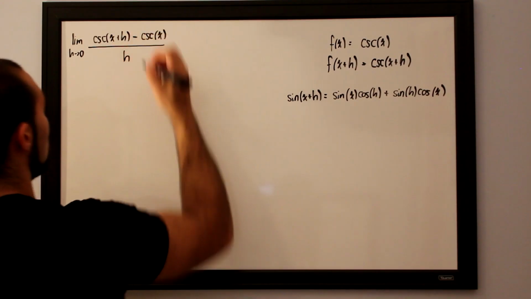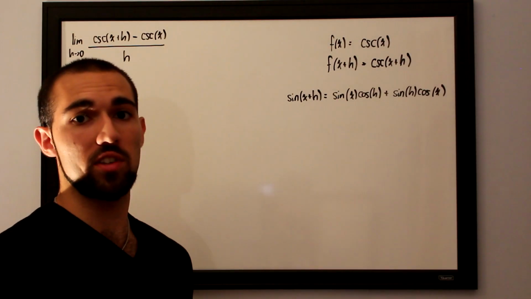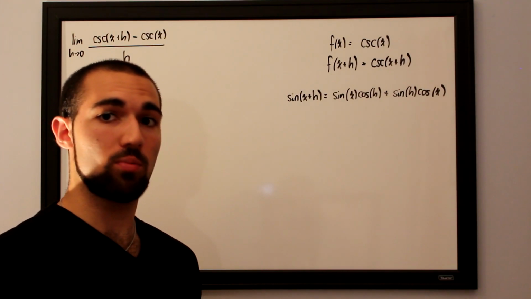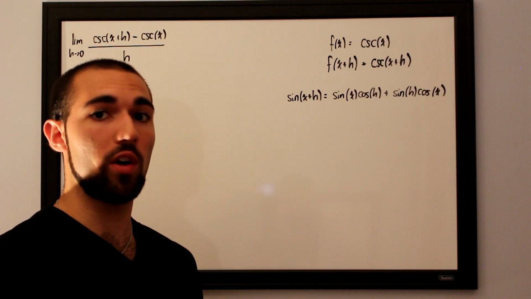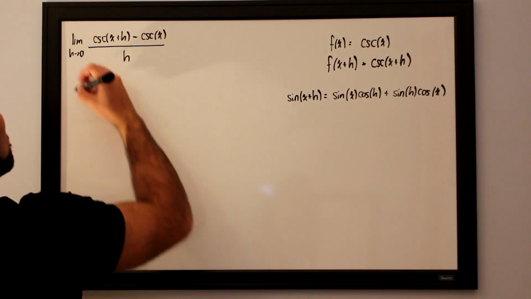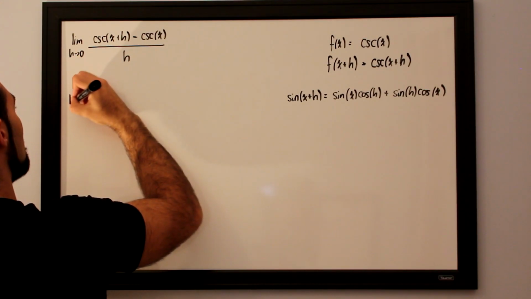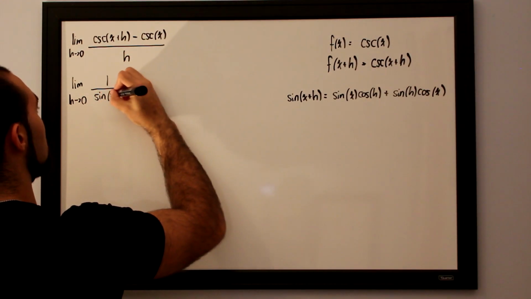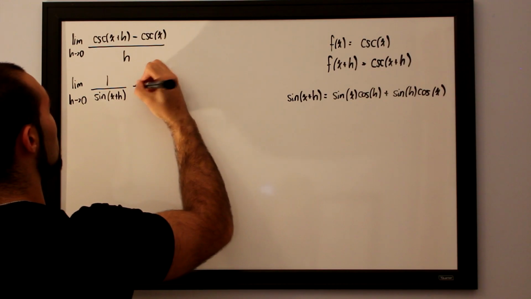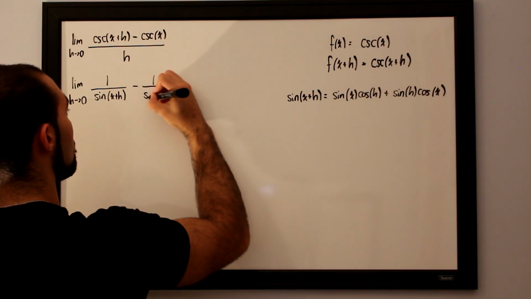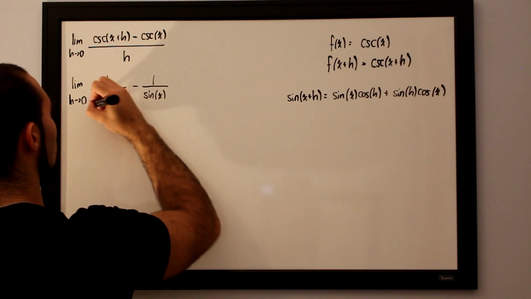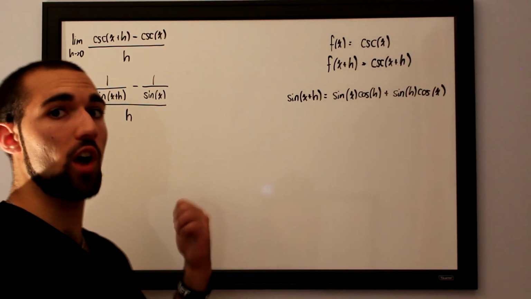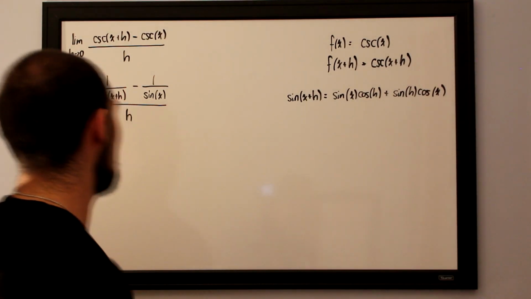And I remind you that cosecant of x is simply the inverse of sine, so we can rewrite this just as we did in the previous problem with secant. We can rewrite this as 1 over sine. So this will become the limit as h approaches 0 for 1 over sine of x plus h minus 1 over sine of x, all over h. So what we want to do here is get these under a common fraction just as we did in the secant example.